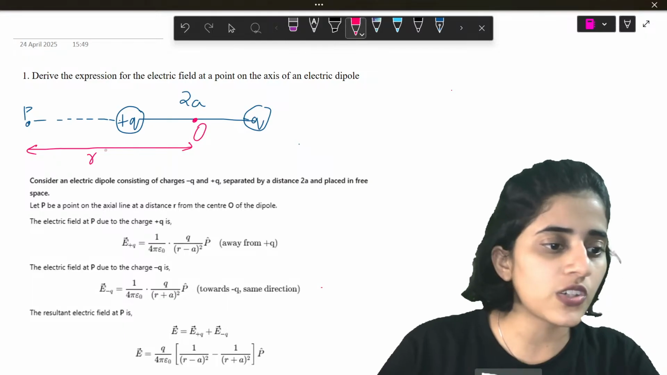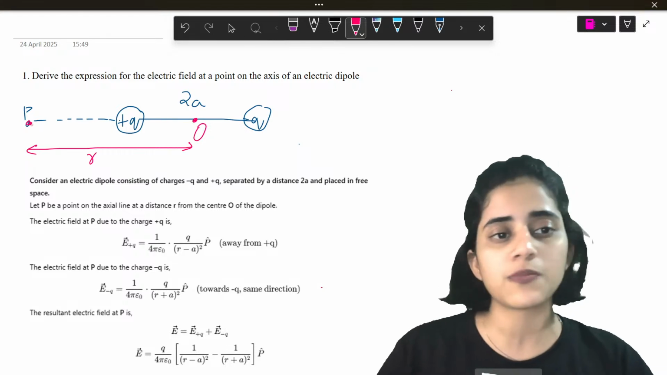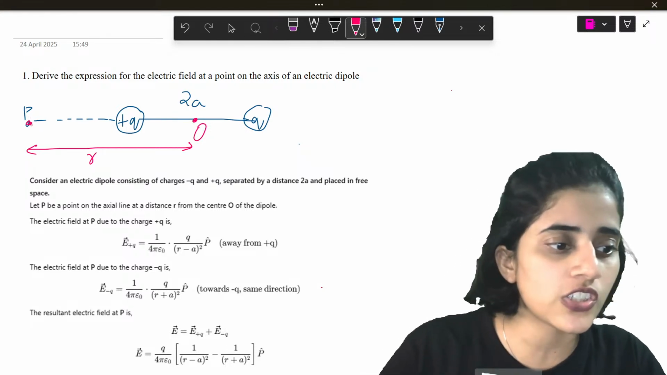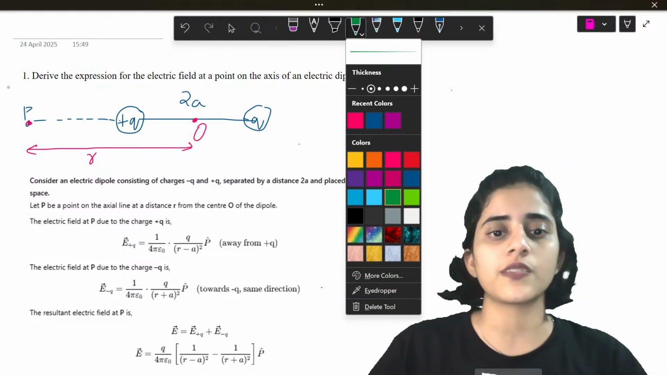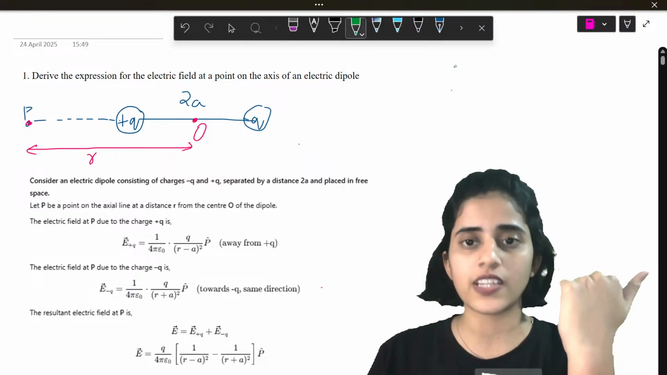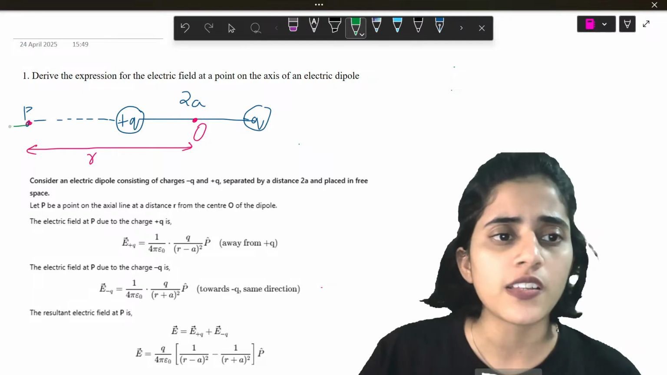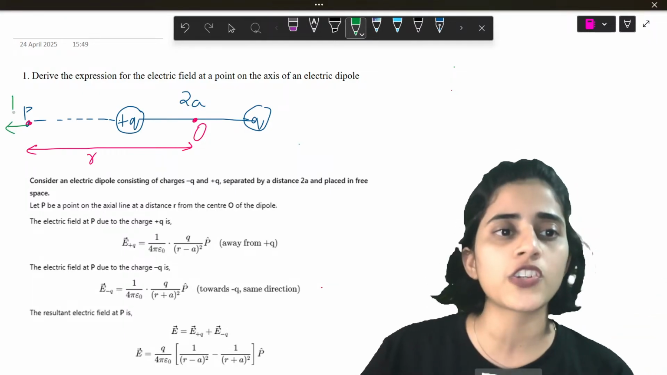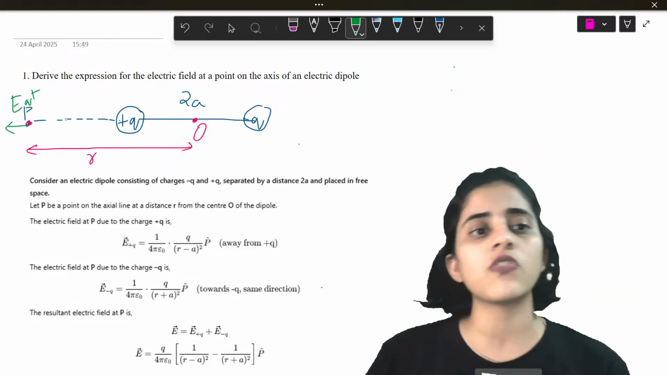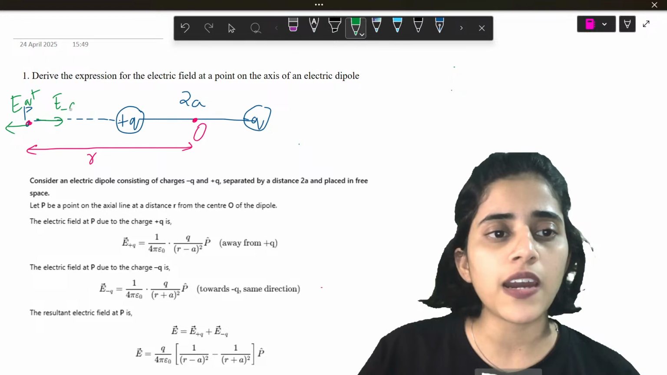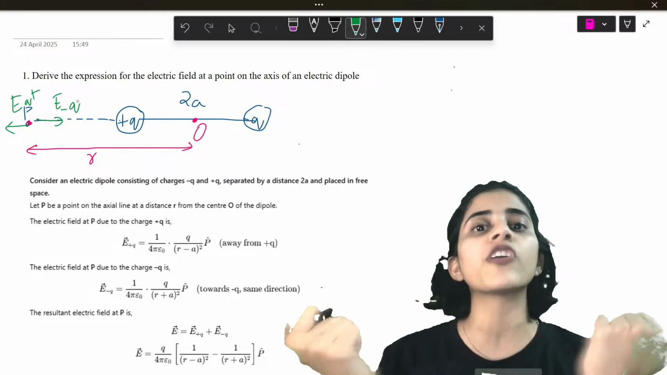Now you have plus Q and minus Q. At P, it experiences fields because of plus Q and minus Q. Positive charge field lines always move out, as you've learned. Since this is a positive charge, the field E plus Q will be in the outward direction. Negative charge field is always inward, so here E minus Q will be in the inward direction. So point P will experience fields in two different directions.